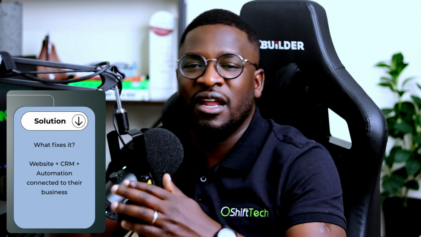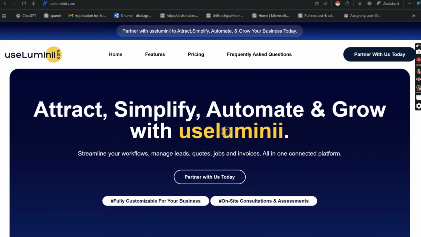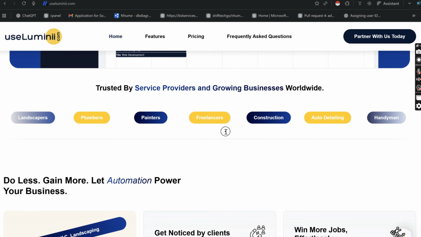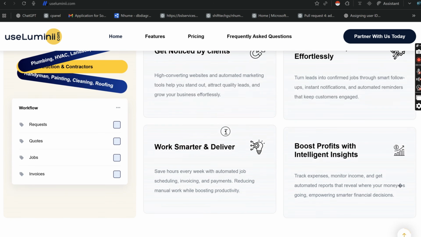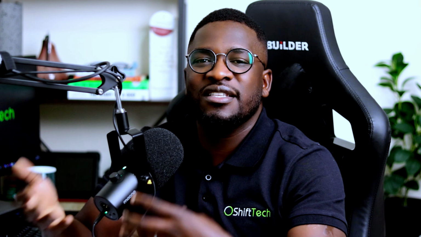Now the solution. When we talk of the solution, we are talking about the outcomes, not the features. We are talking about a system that will get them found online, that will convert visitors into paying clients, as well as automatically doing follow-ups. Once the client has understood the pain, once they've seen the value, it will be a no-brainer if you then start bringing in the price.